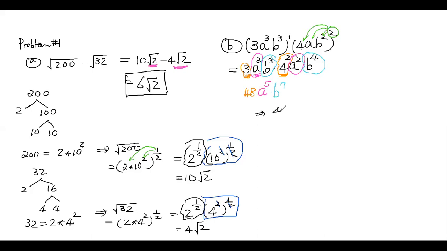So it's 48, a to the 5th, and b to the what? B to the 4th, right? I'm sorry, b to the 7th, right? So this is the final answer here. This is b to the 7th, yeah. So remember the exponents here.